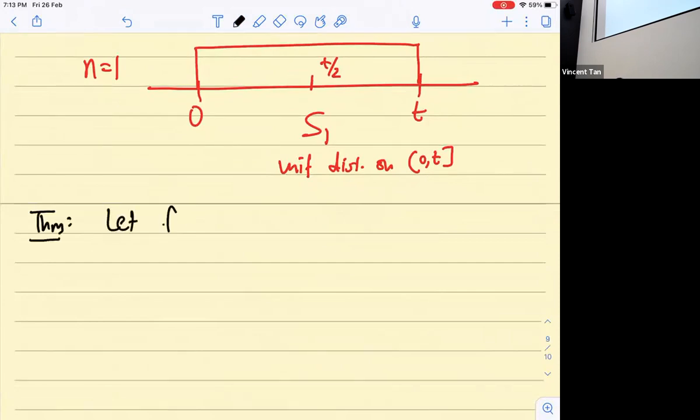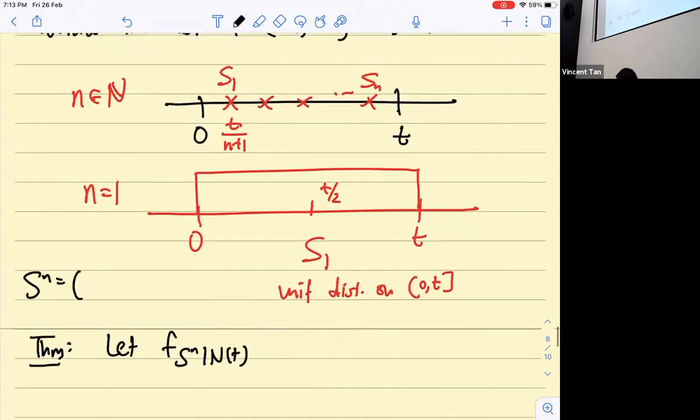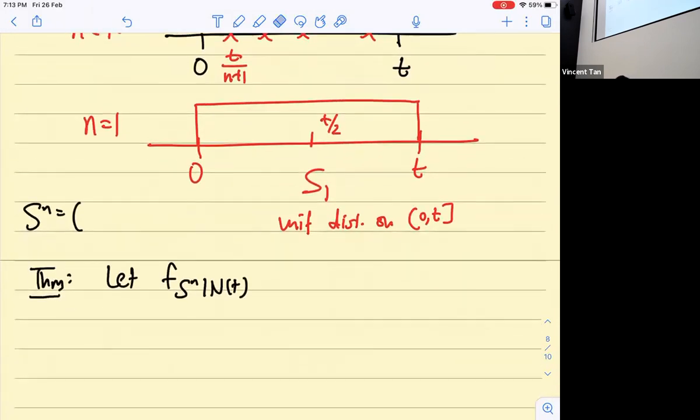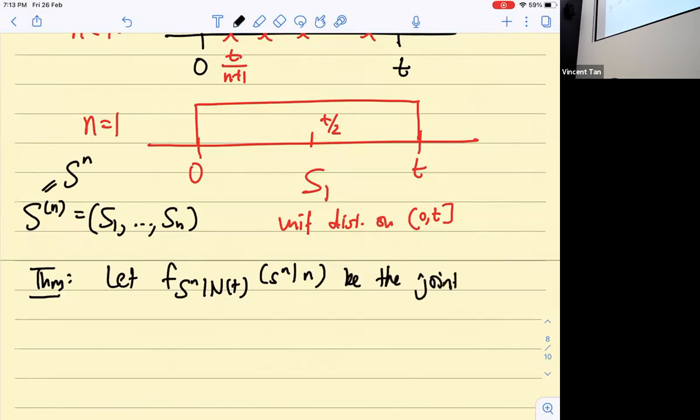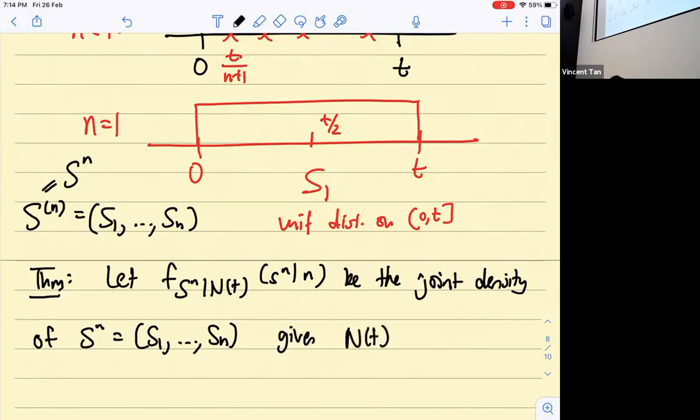Let f of S^n given N(t). Oh, by the way, this S^n does not mean S power n. Sorry. In Gallager's book, he does this to denote the random vector as well as S^n, but I'm going to simplify this so that I don't have to put so many brackets. Let it be the joint density of S^n equals S1 to Sn given the event N(t) is equal to n.